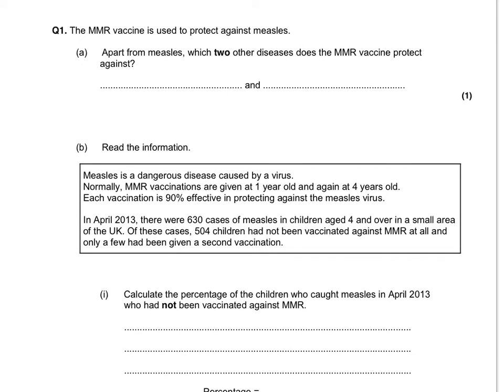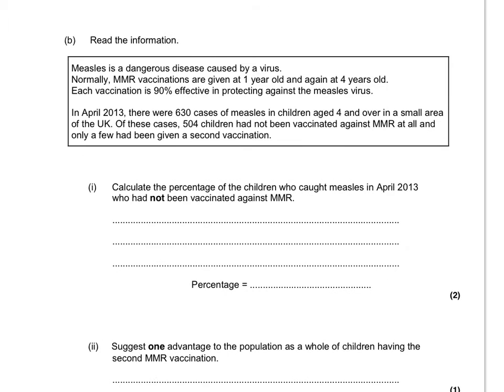Okay, so question 1 is a factual recall question. And it asks, apart from measles, which 2 other diseases does the MMR vaccine protect against? And the answer is mumps and rubella. You could have them in either order, but you needed both for that mark.